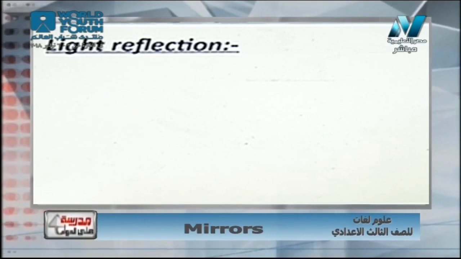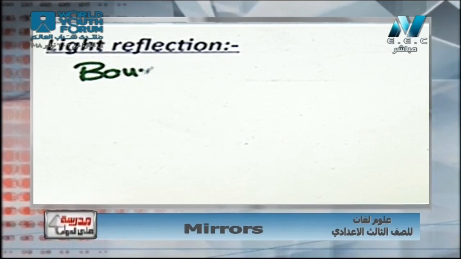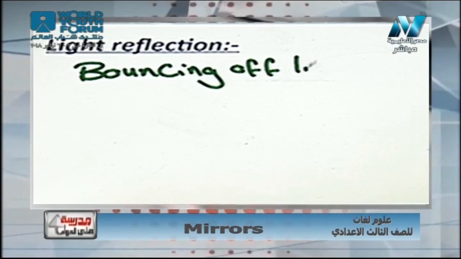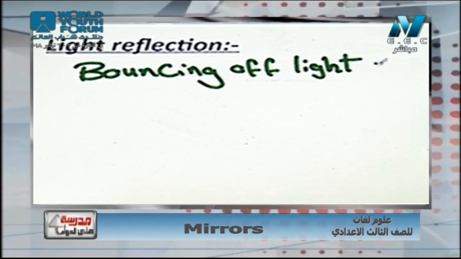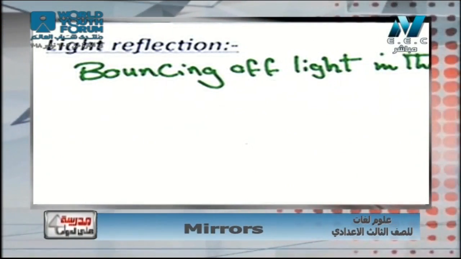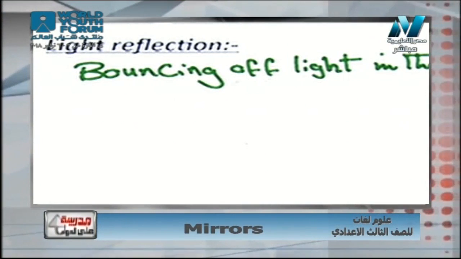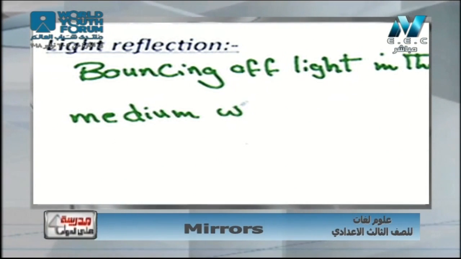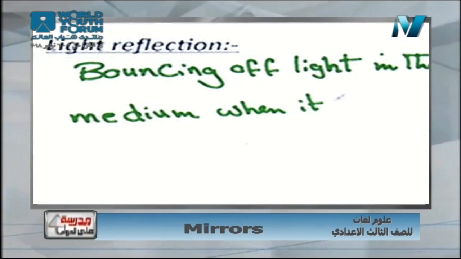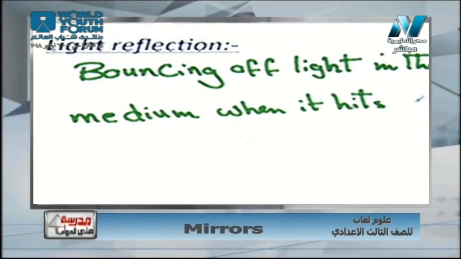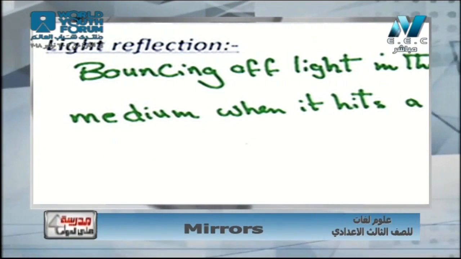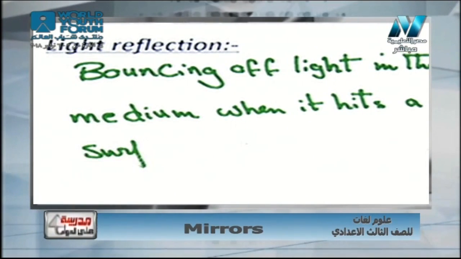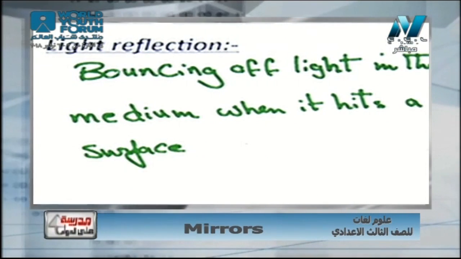Light reflection means bouncing of light in the same medium when it hits a reflecting surface. So here we have number 1, we have bouncing off.